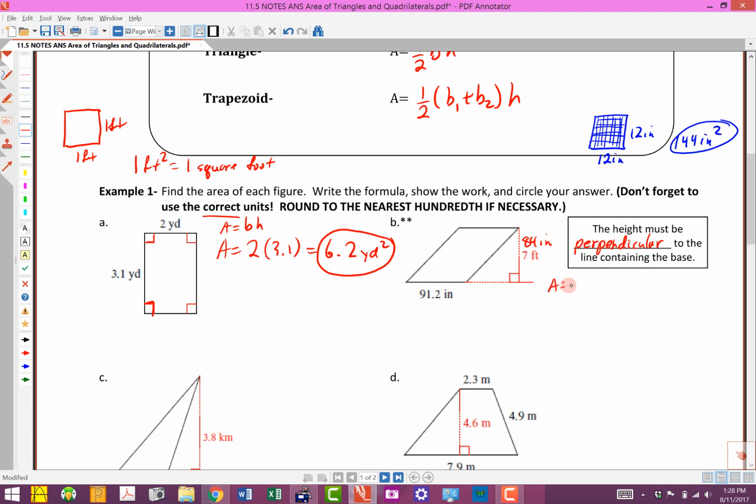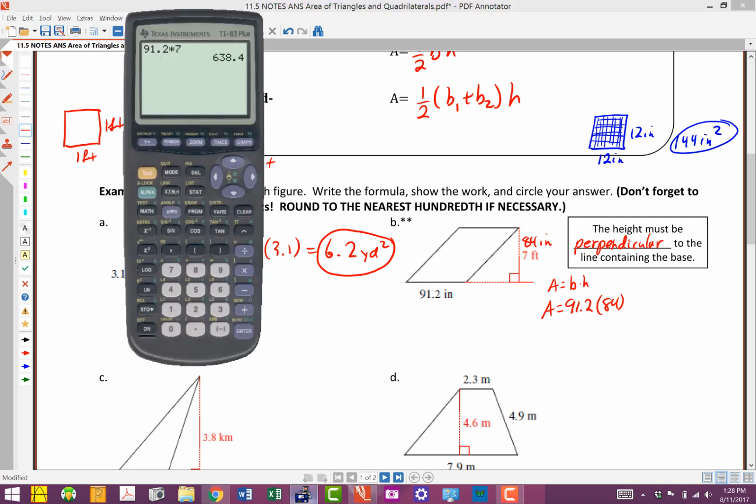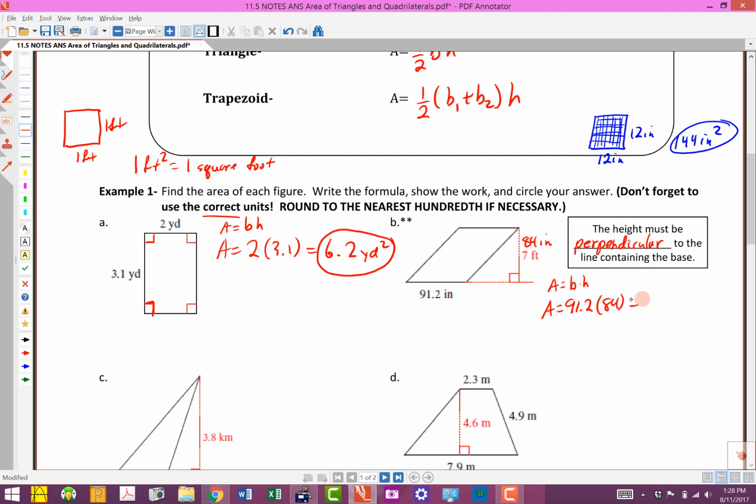So again, we're gonna write down the formula. The formula is the base times the height. So that means the area is 91.2 times the height of 84. So 91.2 times 84, and we end up with 7,660.8. And that, remember, is in inches squared. So I'm going to go ahead and circle that. We've got the right answer, and we're good to go there.